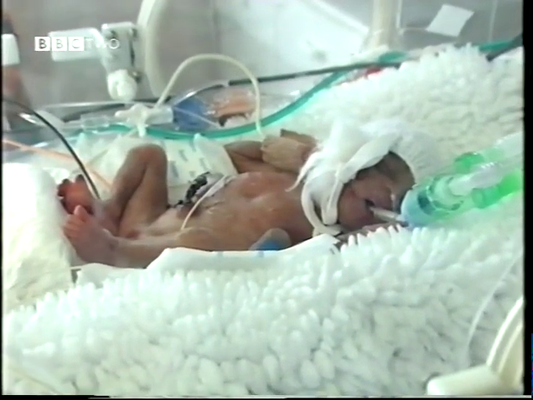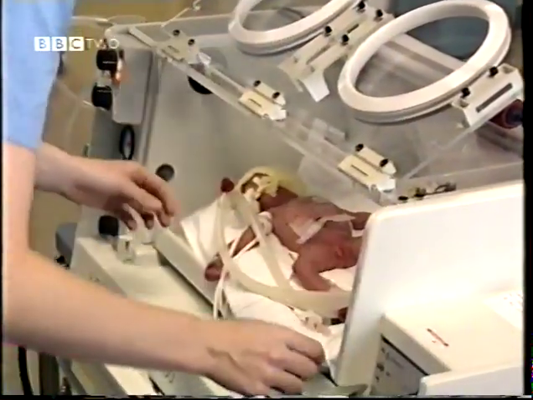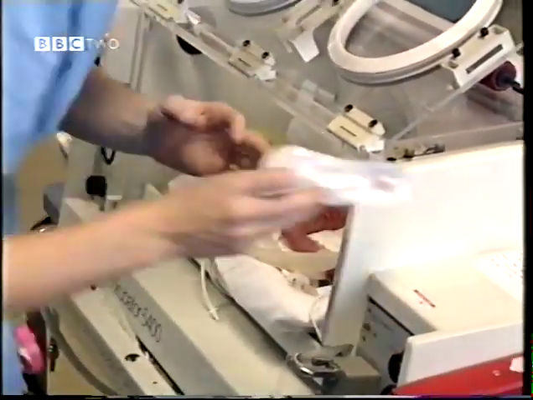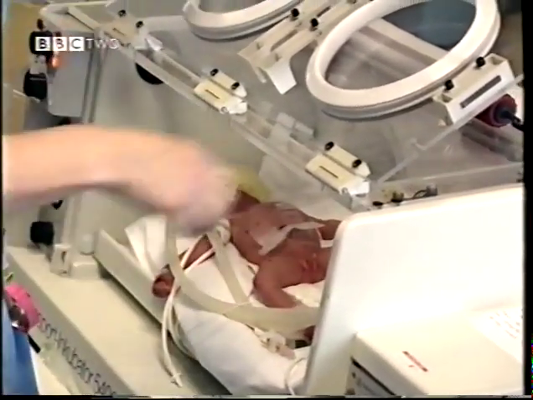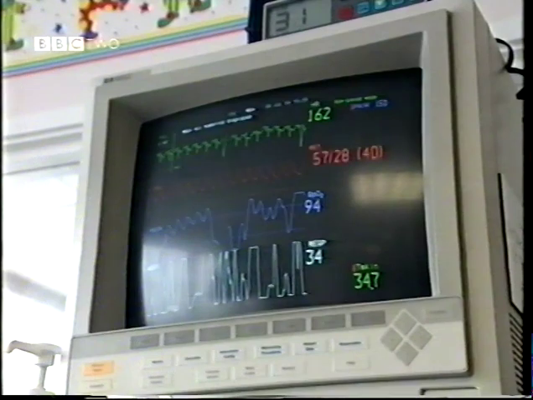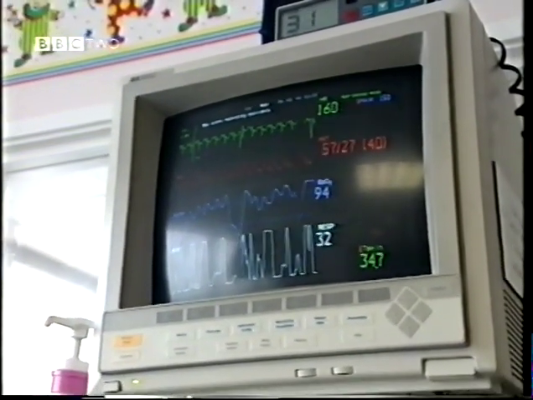Babies born prematurely pose a special dilemma for doctors and nurses. Because their lungs and respiratory systems are underdeveloped, they need to be given higher doses of oxygen to sustain their fragile grasp on life.